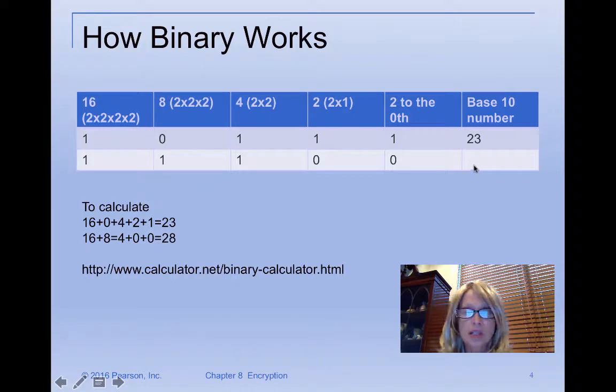We could do this exercise again backwards. In this particular example, we have 16. 16 and 8 is 24. 24 and 4 is 28. 28 and 0 is 28. 28 and 0 again is 28. The number is 28. And here is a website that you can go to do this calculation from base 10 to base 2, if you are so inclined.